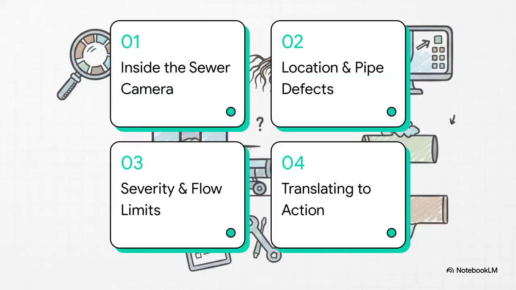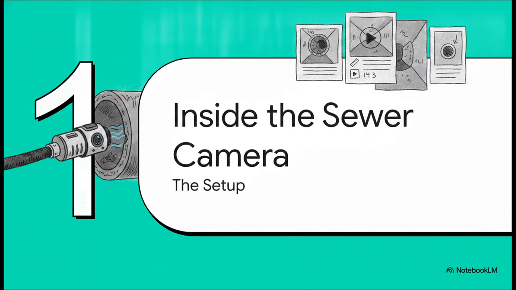Okay, let's dive into our decoder ring for cracking your document. Here's our roadmap. First, inside the sewer camera. Second, location and pipe defects. Third, severity and flow restrictions. And fourth, translating clues into action. All right, starting with section 1.